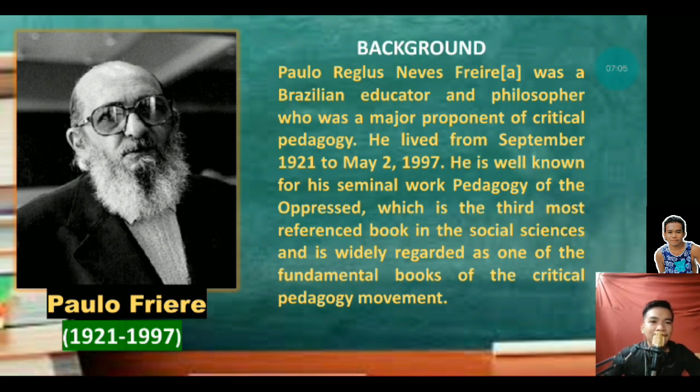Paulo Reglus Neves Freire was a Brazilian educator and philosopher who was a major proponent of critical pedagogy. He lived from September 1921 to May 2, 1997. He is well known for his seminal work, Pedagogy of the Oppressed, which is the third most referenced book in the social sciences and is widely regarded as one of the fundamental books of the critical pedagogy movement. So that was his brief background about Paulo Freire.